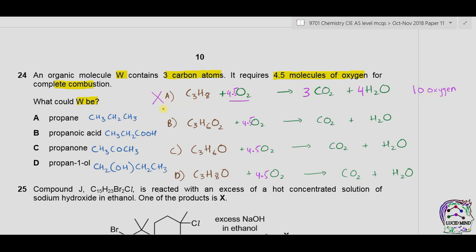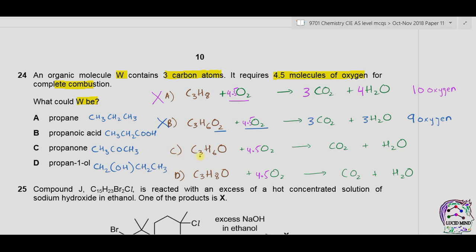is incorrect. Now let's balance the second equation. We have 3 carbon atoms, so we can write 3 with CO2. 6 hydrogen atoms, so we can write 3 with H2O to make it 6. Now we have 9 plus 2, 11 oxygen atoms on the reactant side, and 6 plus 3, 9 oxygen atoms on the product side. So as oxygen atoms are not balanced, B is also incorrect.